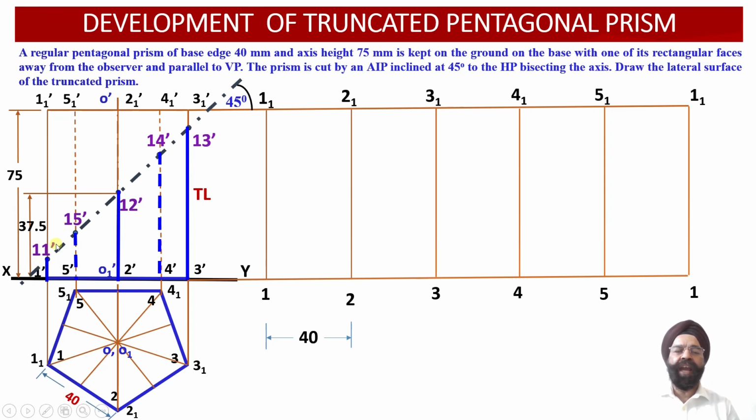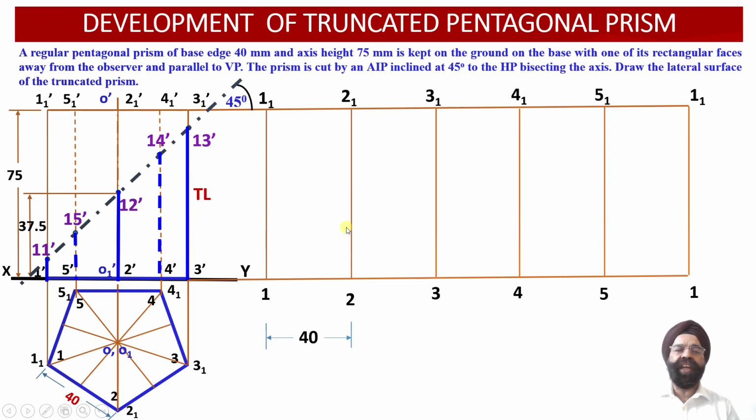So all the 5 points of intersection of this auxiliary inclined plane with different vertical edges of the pentagonal prism have been obtained over here. Now let us obtain the location of these 5 points of intersection in the development projection view. We have already obtained the development of the uncut pentagonal prism over here. Now we are going to transfer all of these 5 points of intersection into the development projection view.